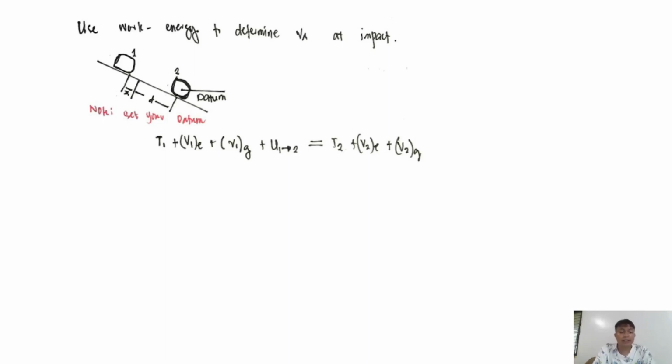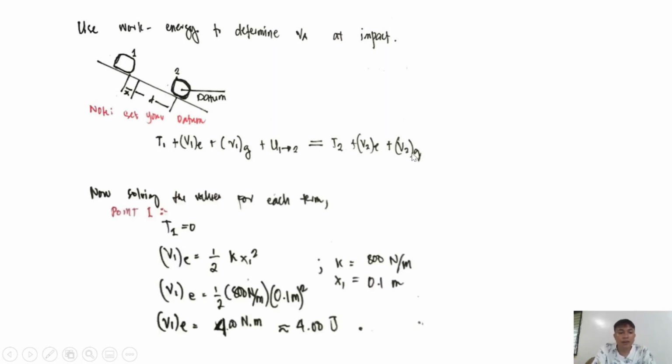Moving forward, we have to use work and energy to determine the VA at impact. So we have to set our datum. This is our datum here. We have the distance and the x here. So T1 plus V1E plus V1G, plus the work of force is equal to T2 plus V2E plus V2G. Now, we have to solve the values for each term.